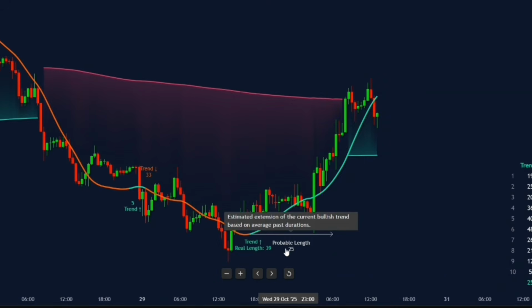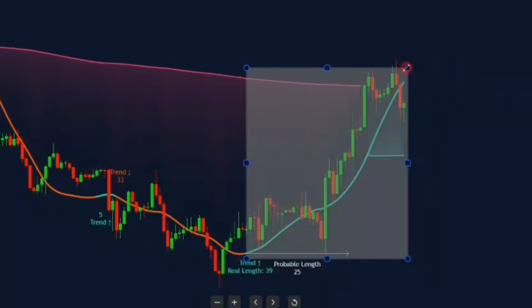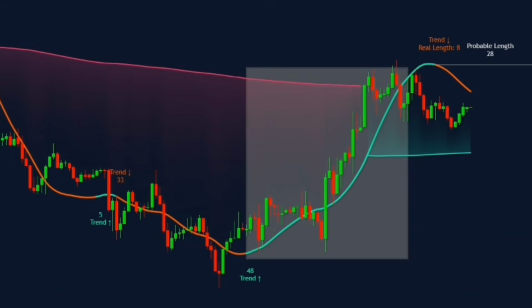However, look at this example here. This was invalid. Why? Because the long signal appeared way before the ribbon color changed to green. We must be disciplined. We do not front-run the strategy. So easily you can see that this strategy is precise, especially when paired with the market beacon.